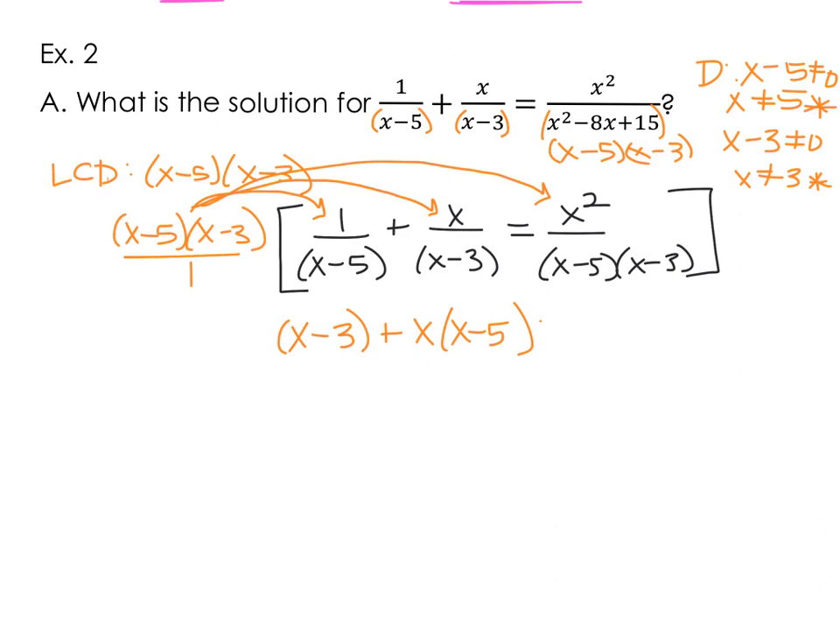If I distribute it over to the right-hand side, the x minus 5 and the x minus 3 would cancel with the x minus 5 and x minus 3 that's already on the bottom, leaving us with x squared left over. And in this step, again, the fraction goes away. So now we just need to solve what's left over.